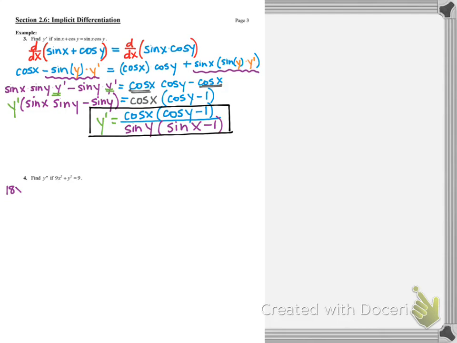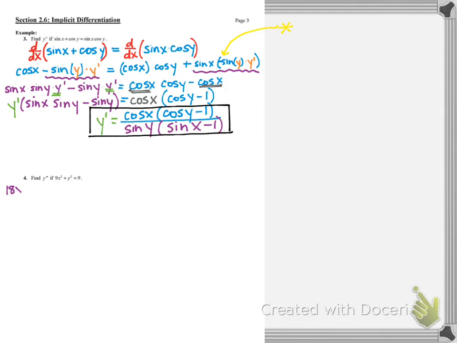I just caught an error. Looking at this top part, this derivative of cosine y should have been a negative sine y. So I just starred that for you. Everything in the subsequent equations is correct, but there should be a negative there. Now then, everything else will follow, and your answer for y prime is still the same.